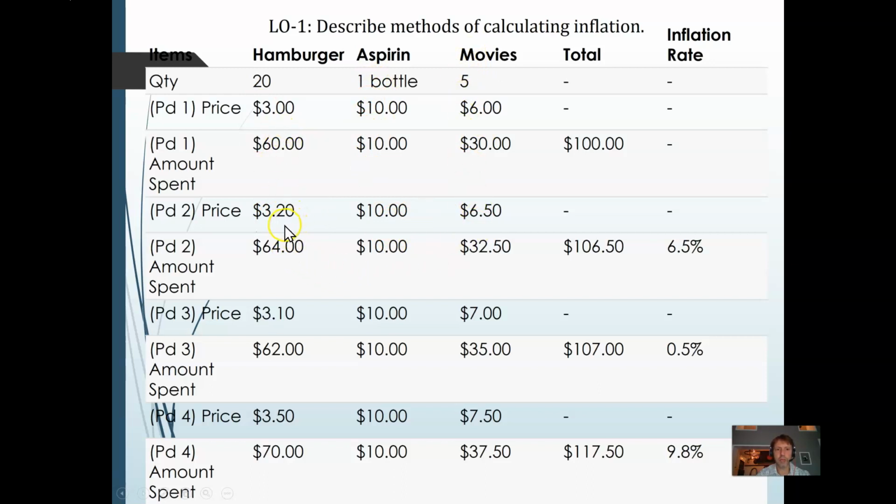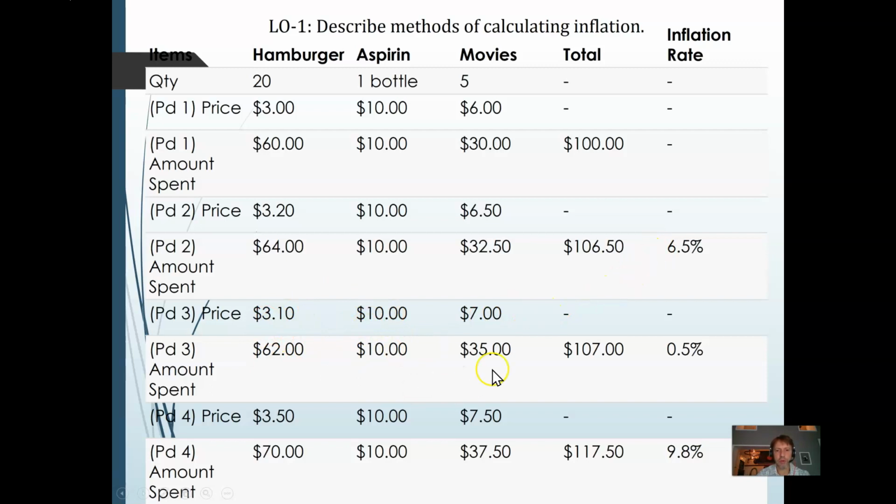And so 20 times $3.20 is $64. One bottle times $10, still 10. Five times the $6.50 for our movie tickets gives us the $32.50. Total amount we spent for those items this year, $106.50. And to find the percentage, you take the difference. So this minus this would give you $6.50, divided by the original amount, and that's how you get 6.5%. And I'm going to show that on the next slide.